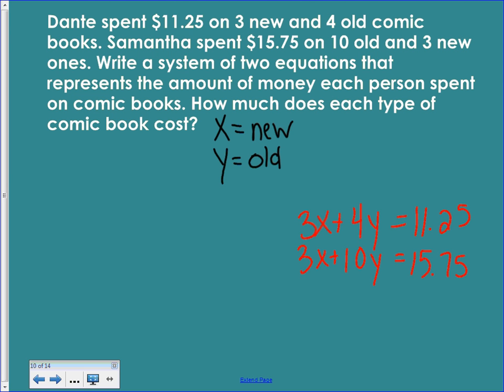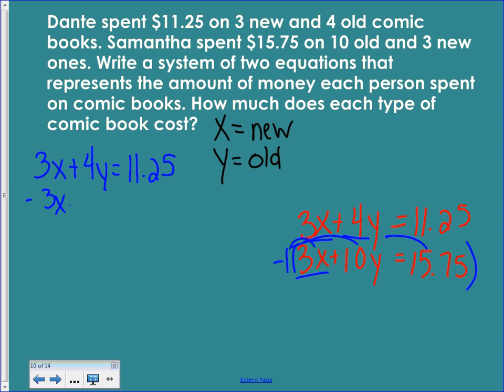So now we want to figure out how much each of them cost. X is representing the cost of new, Y is representing the cost of old. So I look, and this is in standard form. When things are in standard form, it's a lot easier to use elimination. And I look at these X's, and I see that they have the same coefficients. So I'm going to go ahead and make this opposite. So I'm going to multiply in a negative 1 and change the sign of everything in there. So then I get 3x plus 4y is equal to 11.25. And then I get negative 3x minus 10y is equal to negative 15.75. And I can go ahead and add those two together.